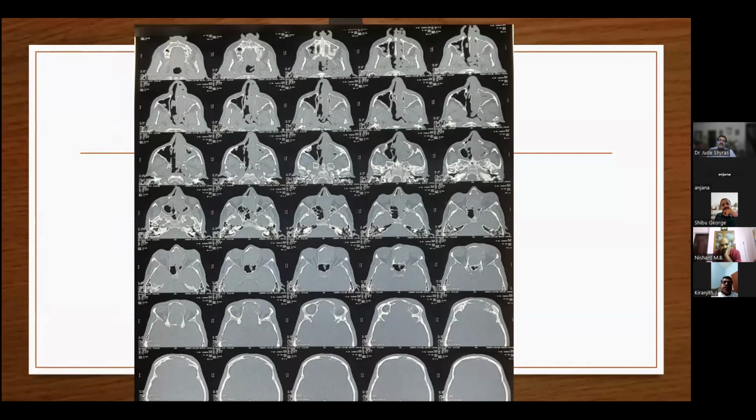What is the radiology report? Sir, I haven't put the photo of the reports. No, I don't need the photo. What has the radiologist commented? I have seen the film. What has the radiologist commented?